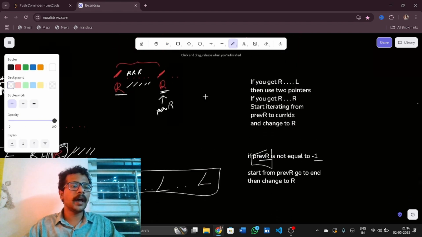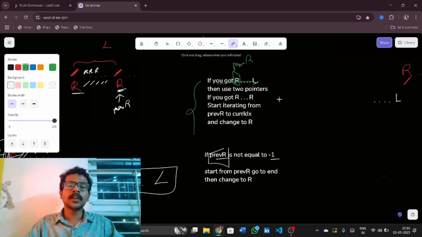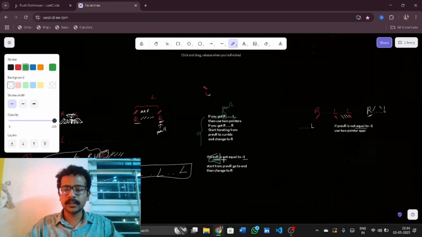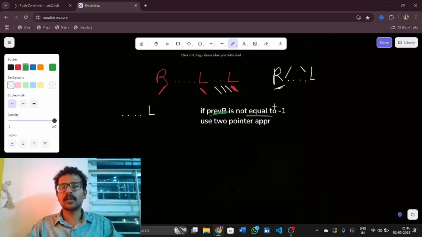And it is a simple question, but these people are making it much harder. If you got RL, that means I got a previous R. This is previous R and this is L. Then use two pointers again. So this is the last condition. If previous R is not equal to -1, then use two pointer approach.